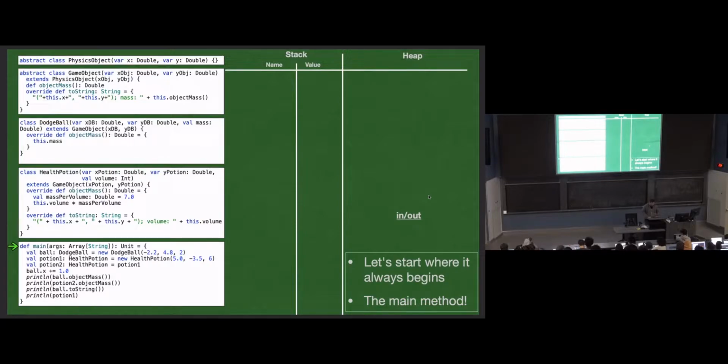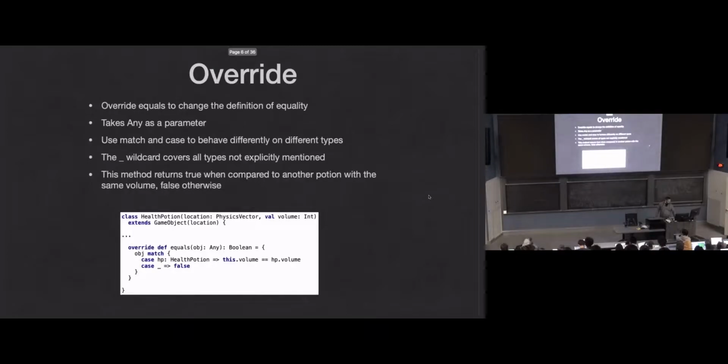What does object and object match? Object was the name of my parameter, right here. So I can name this whatever I want. I chose obj, short for object, because object is a keyword, so I can't name it object. I have to change it a little bit. But it's literally any object. So I like that name. I think that's the name that Scala uses also, and I probably just got it from that. But that's just the name of the variable that I'm checking.